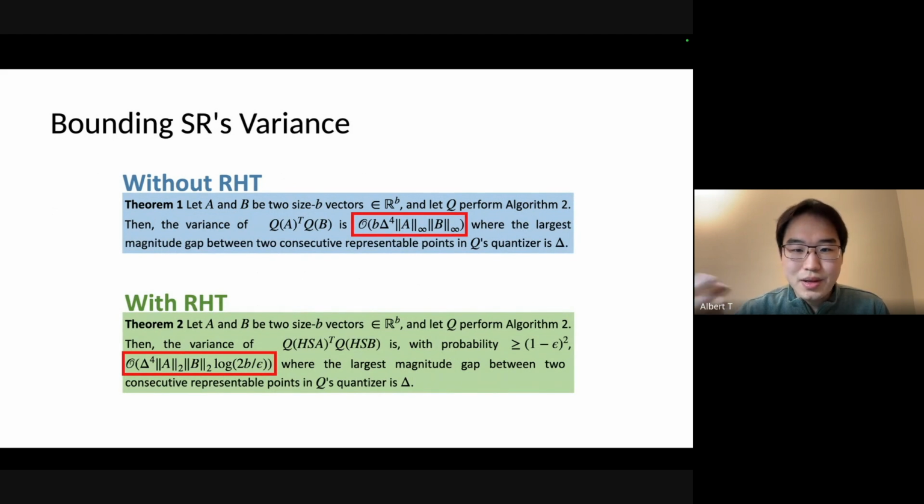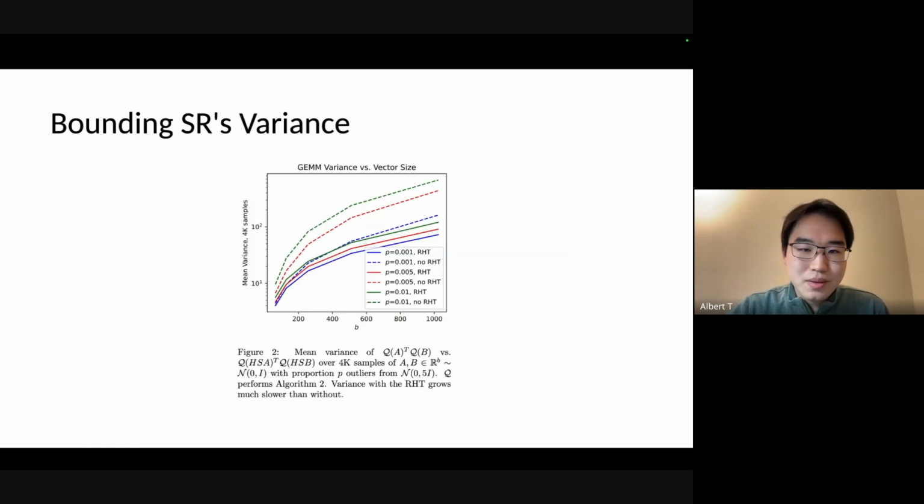This is the actual theorem that we have. Without the RHT, this is what we had like 3 slides ago. With the RHT, your linear dependence in log size becomes a log dependence, and in exchange you trade it for the L2 norm instead of the L infinity norm. If you have outliers, the L2 norm and the L infinity norm are roughly the same, and that's conveniently where we would care about the RHT. You can plot this empirically: with the RHT, which is the solid lines, versus without, you get much lower variance and much better scaling with variance as your block size increases.